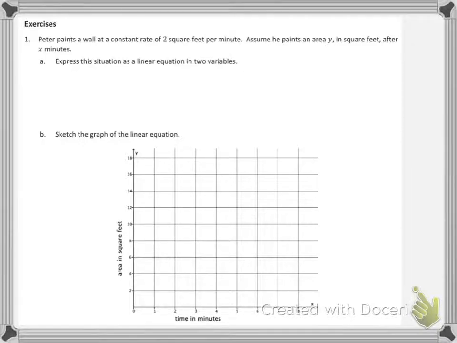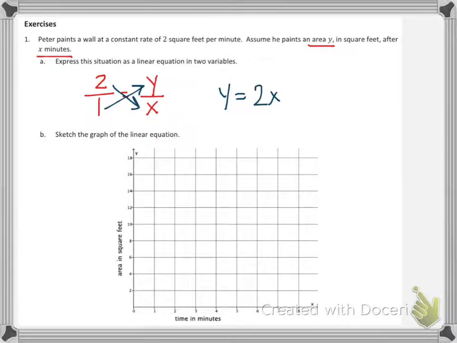All right, well, I know that he is working at a constant rate of 2 square feet every 1 minute. And I'm going to set that equal to the amount of square feet, which we said was y, the area, over x. And that's the number of minutes. And then if I use means extremes, this is a throwback to our first lessons, 1 times y is y, equals 2 times x, that's 2x. And that's my equation, y equals 2x.